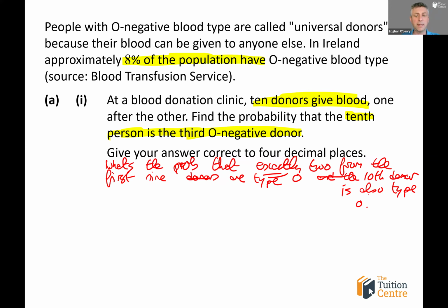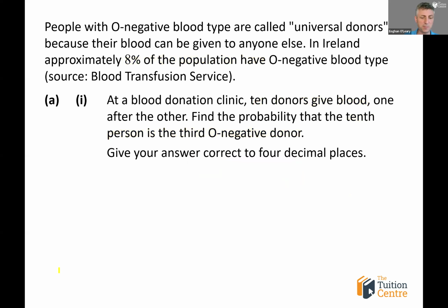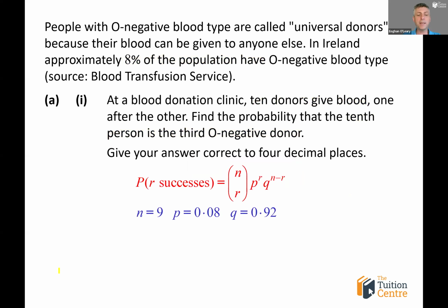Okay. Now it is going to be a Bernoulli trial question because as I phrase it here, it would use the word exactly. So it hasn't said that in the question, but when we look at the logic, that's what it means. Find the probability that exactly two from the first nine donors are type O and the 10th donor is also type O. So for this reason, it is Bernoulli, but we're looking at the first nine donors.